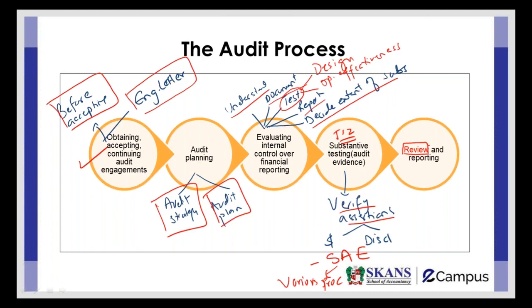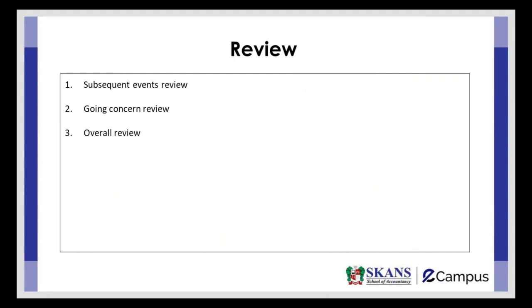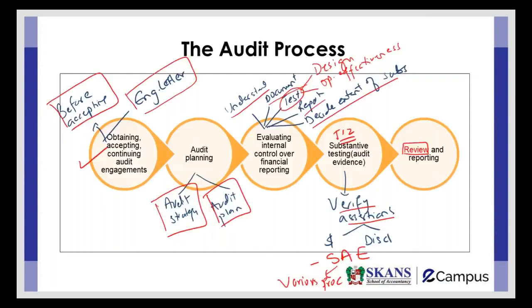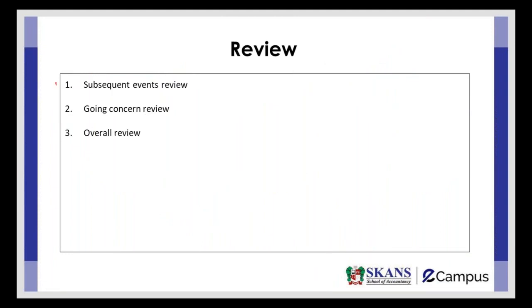So without further ado, we're now going to start the review stage of audit. Like every other topic, you have to be clear on the level or the type of work that is done at each stage. So for the review stage, just remember, we're going to be doing three types of things. We're going to be conducting a subsequent event review, a going concern review, and there will be something called an overall review today. So three topics that we are going to be covering today.